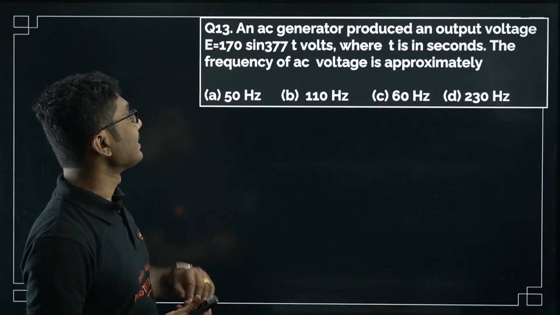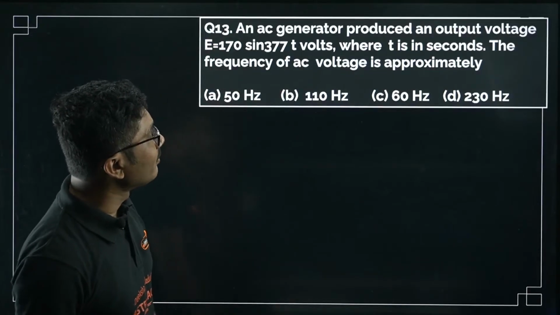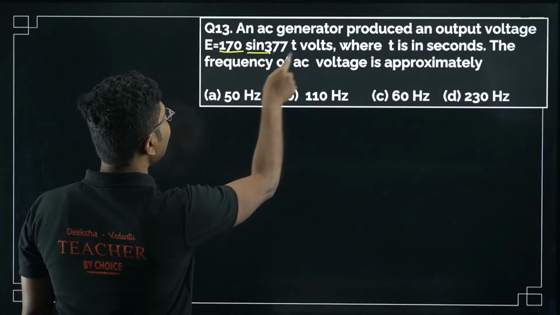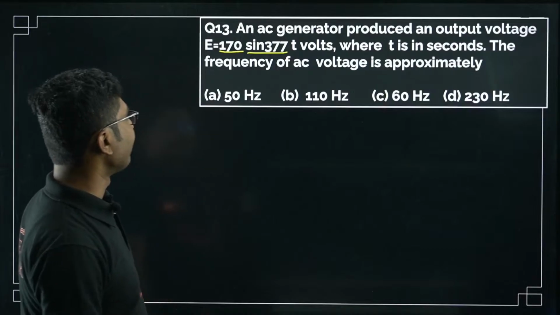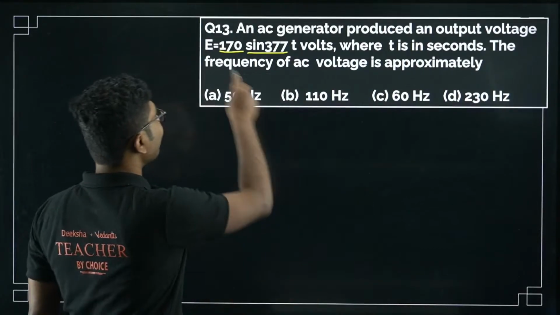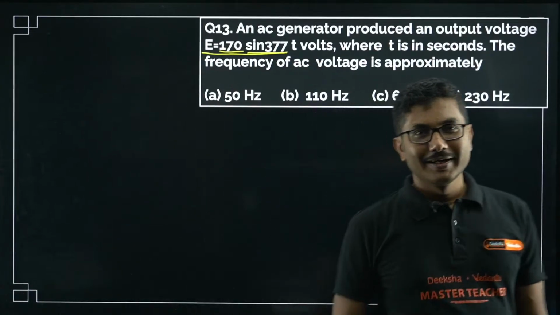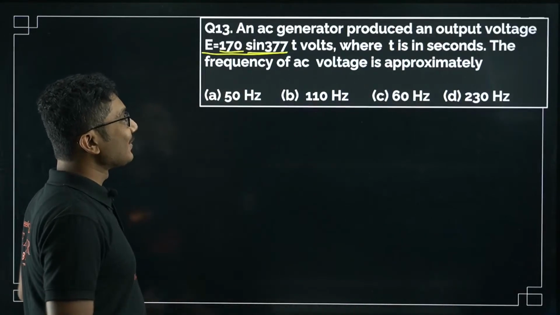So this is a very interesting question. An AC generator produced an output voltage E equals 170 sine 377 t volts, where t is in seconds. The frequency of the AC voltage is approximately. So they have given you some value, and from there they have asked you to find the frequency. Completely different, right? So how to do that?